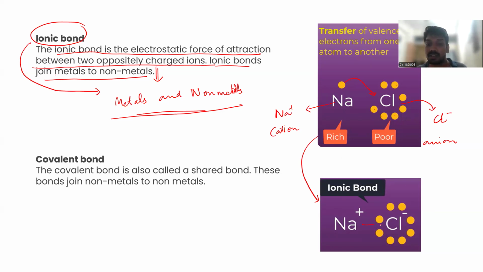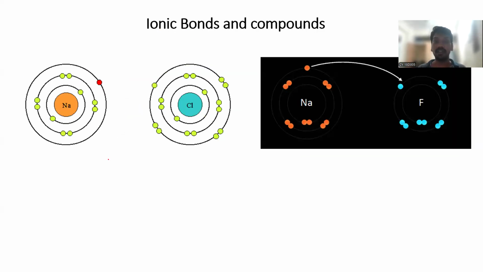This bond between chlorine and sodium will be an ionic bond because the ions are formed in the form of cation and anion. This transfer of electrons leads to the formation of ions, which results in an ionic bond. Next, we are going to cover covalent bonds. It is a shared bond, and we will cover it in more detail later. First, we'll discuss more about ionic bonds.